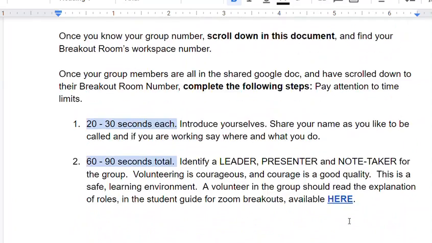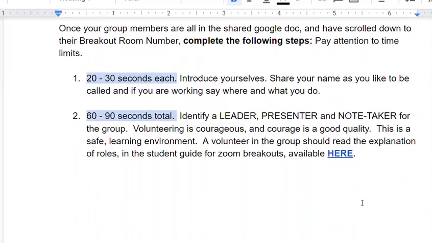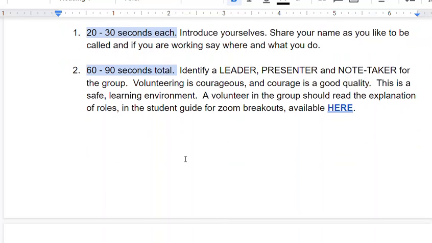Okay, so again with the breakout session, you have about, I say 20 to 30 seconds, but this is just our second one, so I'll give you guys more time. Introduce yourselves, get to know each other a little bit, do a little bit of networking, and then identify who your leader, presenter, and note taker is going to be. We will have time to actually present today since we're getting into this early. Remember, volunteering is courageous. And courage is a good quality. So here's where you guys start developing your leadership skills.